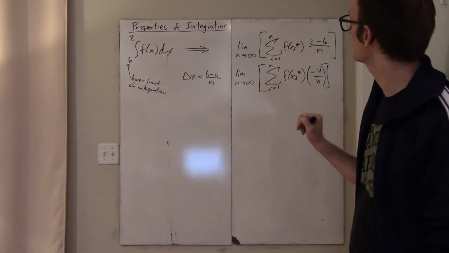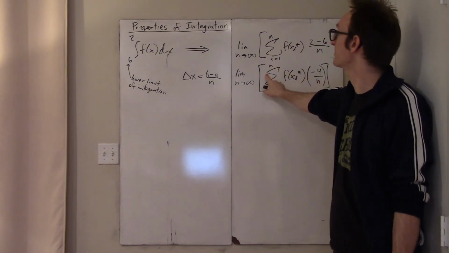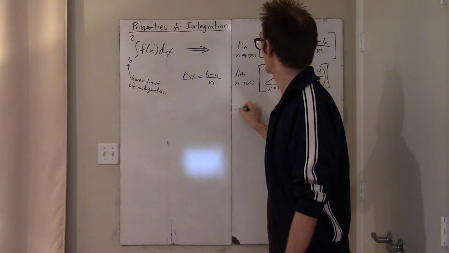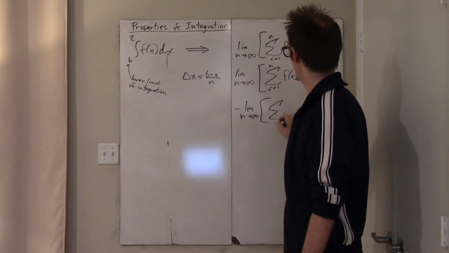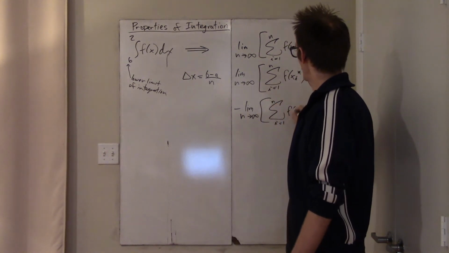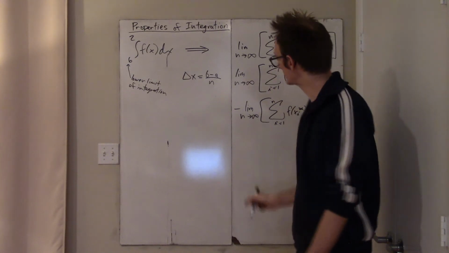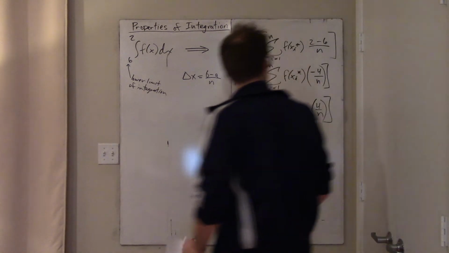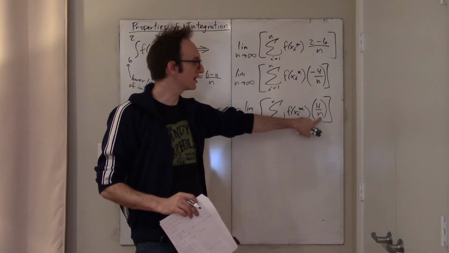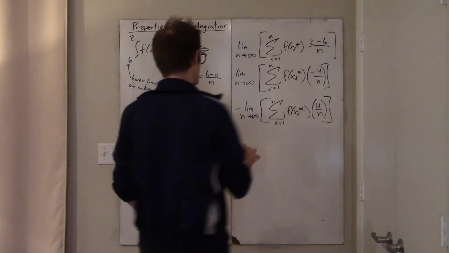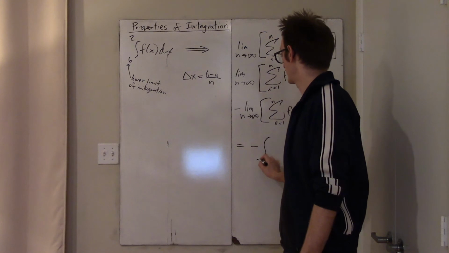But I think now we sort of know what to do. I can just factor this negative out of the summation and also out of the limit. So this becomes negative, the limit as n goes to infinity of the sum from i equals 1 to n of f of x sub i star times 4 over n. So just get that negative out of there. Okay, but now we have the same function, but the widths of the subintervals are back to being positive again. So this is, by definition, negative the integral from 2 to 6.